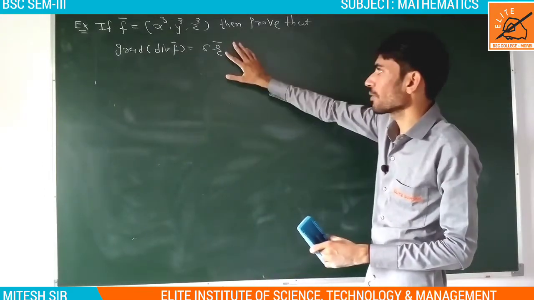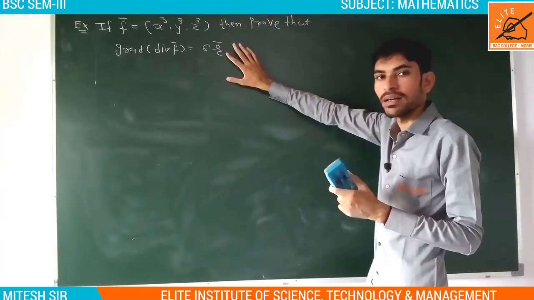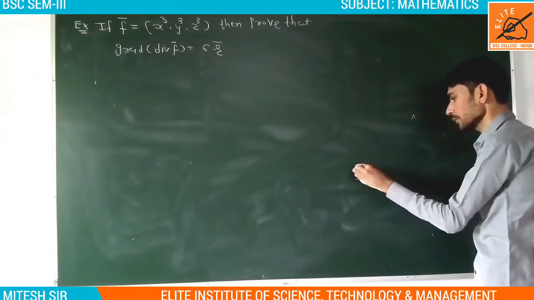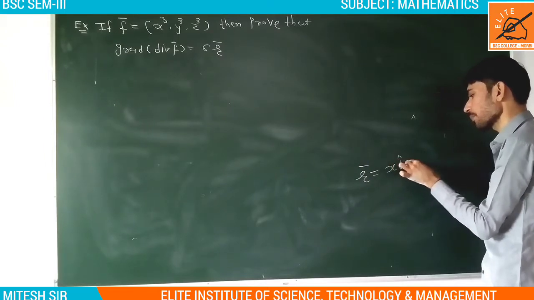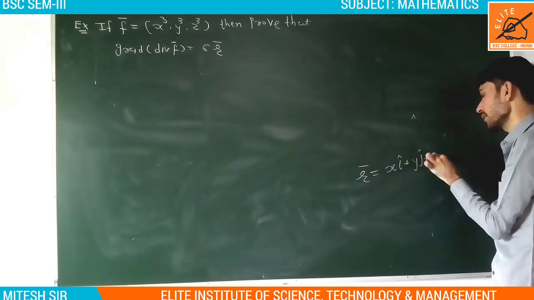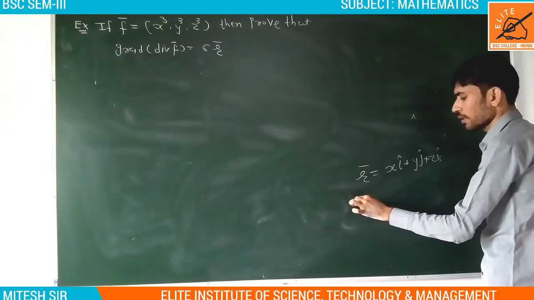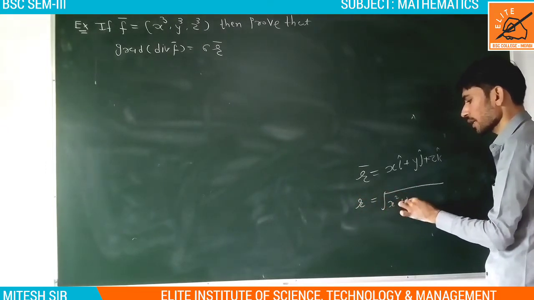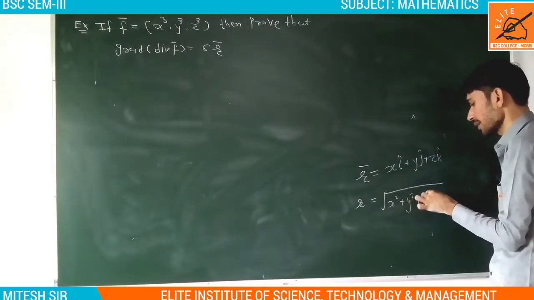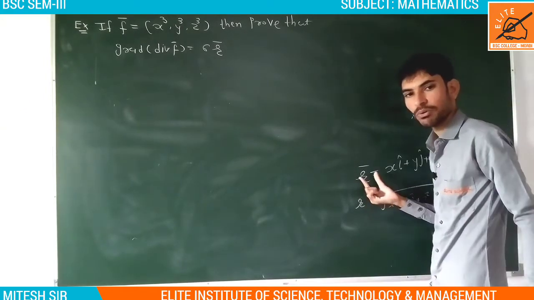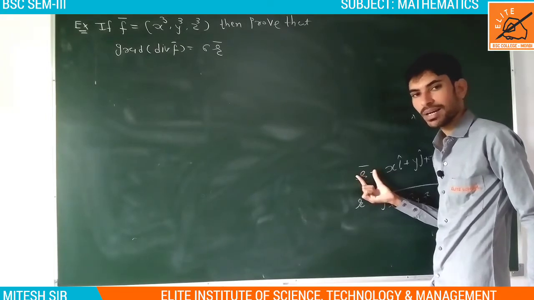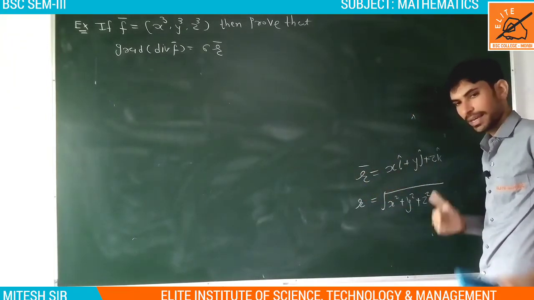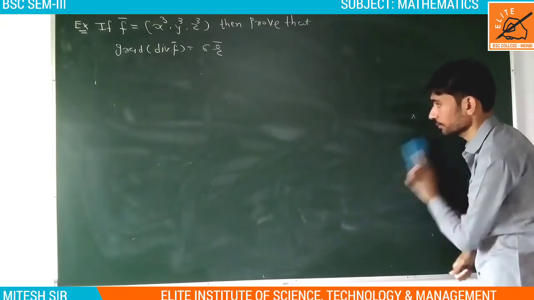As you know, what is the vector r bar? We already defined in an earlier lecture that r bar is nothing but our standard vector xi cap plus yj cap plus z k cap, and we define r as the square root of x square plus y square plus z square.